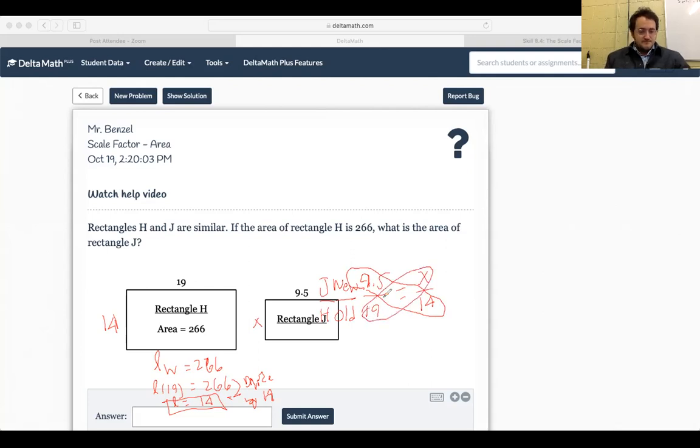So for this one, 14 times 9.5. That's 133. Equals 19x. Divide both sides by 19. And I get that x is equal to 7. So rectangle J would be 7 times 9.5. So my area would be 66.5.